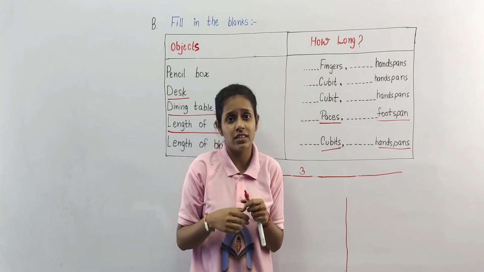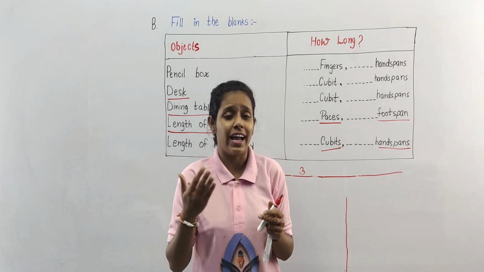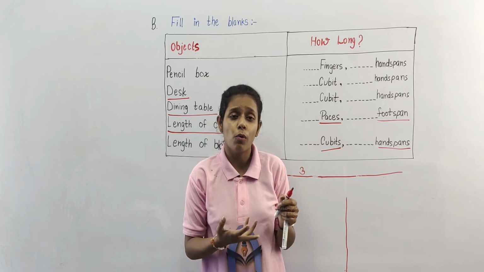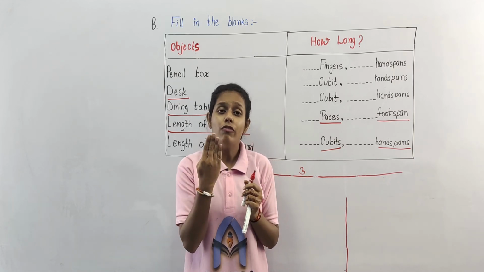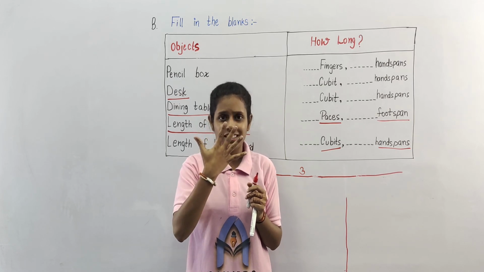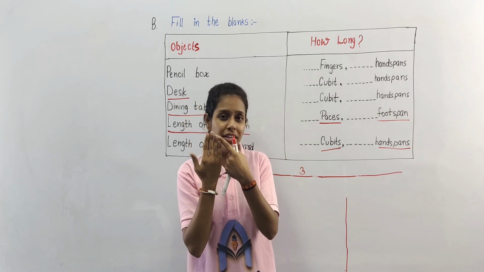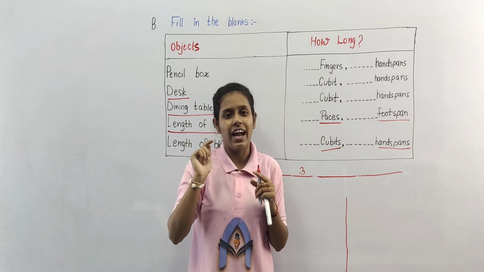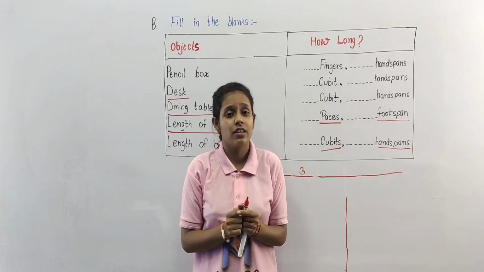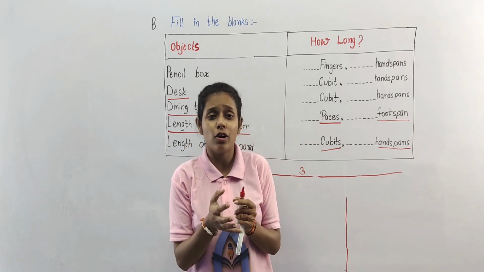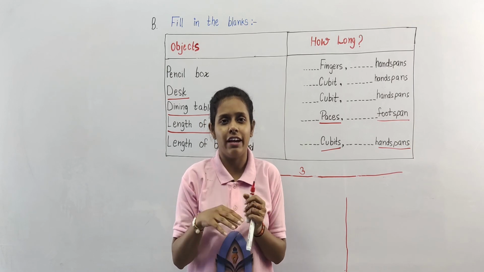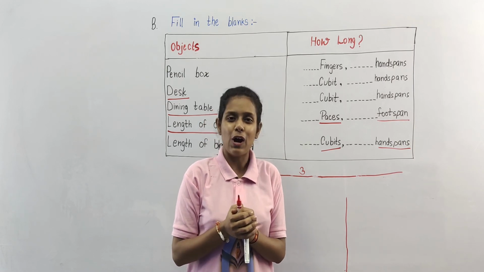Now you have to measure many more things at your home with your body parts: with fingers, hand span, cubit, foot span and paces. Take many objects and find the length of the objects.